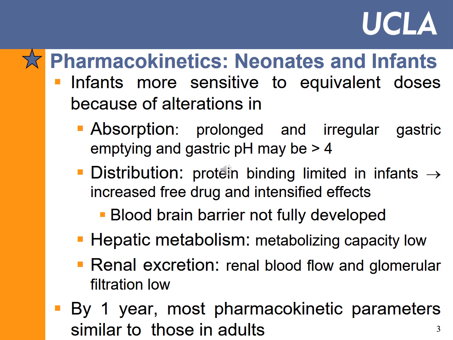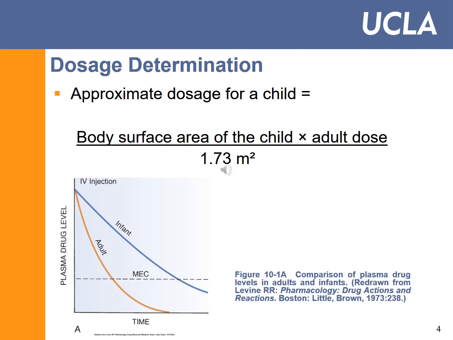By the age of 1 year, most of the pharmacokinetic parameters are similar to the adult, but of course you have to adjust the dose based on their body weight. So here is the equation to determine the dosage for a child: the body surface area of the child multiplied by the adult dose and then divided by 1.73 meters squared, which is approximately the body surface area of an average adult.